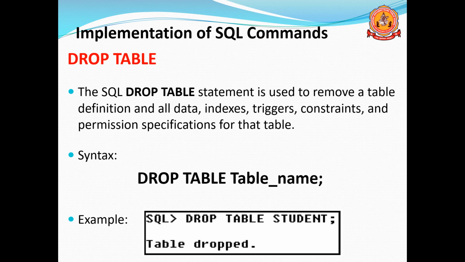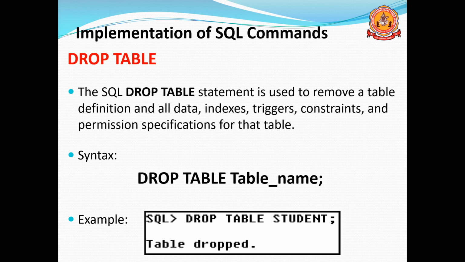If you remove the table, the table definition will be removed, and also all the data you stored inside the table will be removed. And indexes, triggers, constraints and also permissions. Sometimes by using the primary key and so on, we set permissions. All the specifications can be deleted or dropped by using the drop table command.